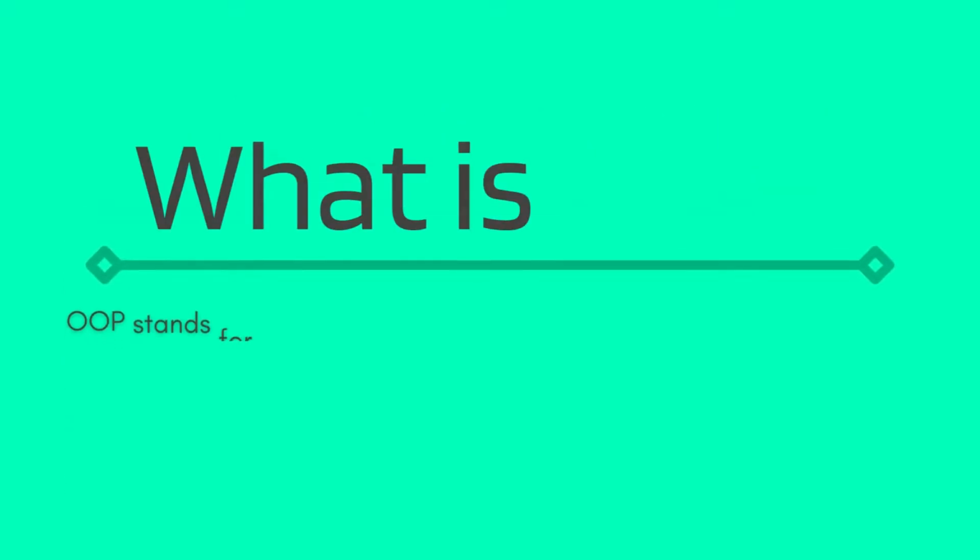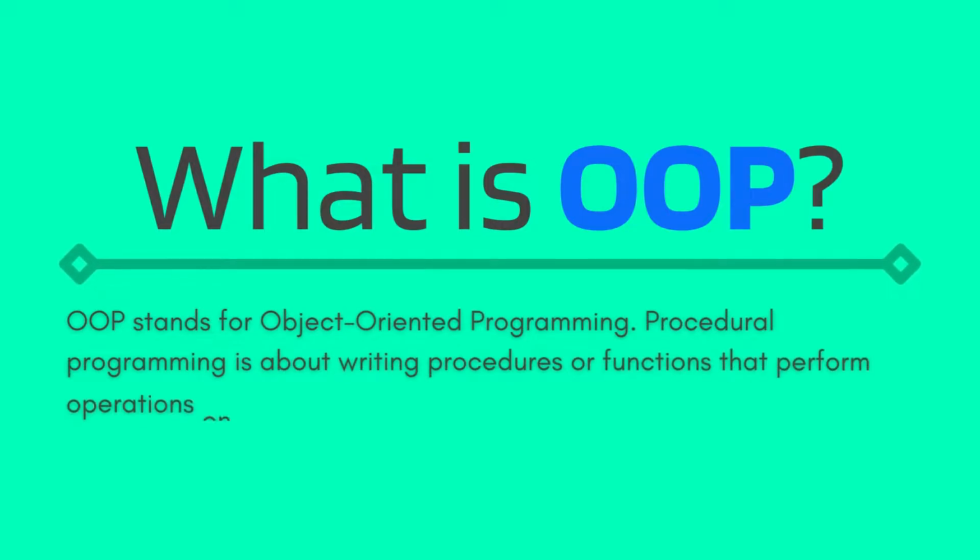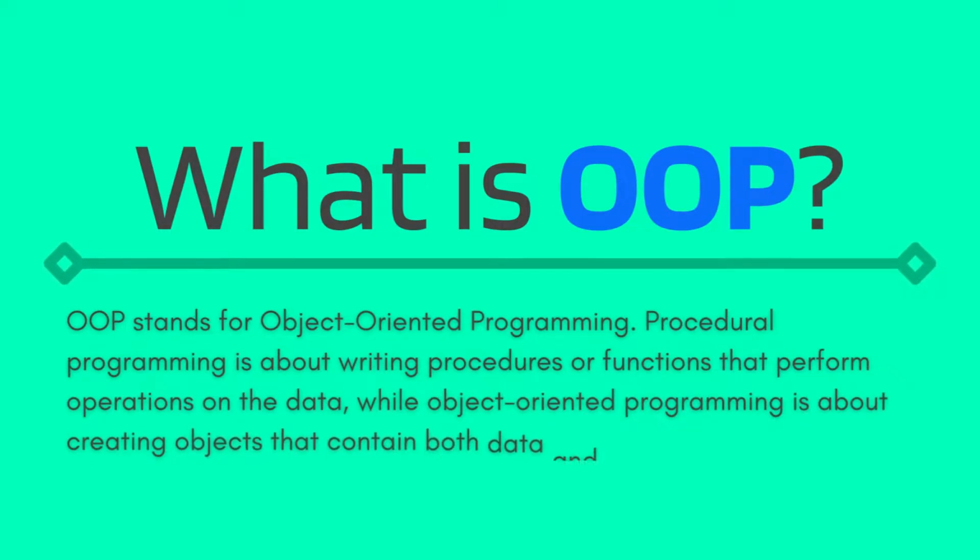What is OOP? OOP stands for Object-Oriented Programming. Procedural programming is about writing procedures or functions that perform operations on the data, while object-oriented programming is about creating objects that contain both data and functions.